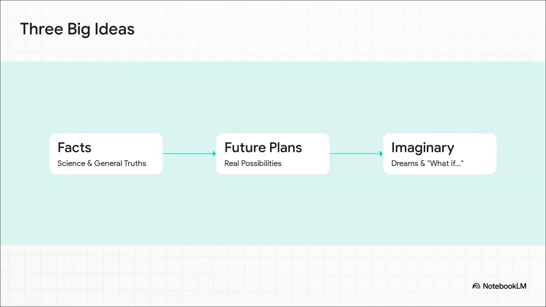So today we're going to look at 3 ways we talk about reality. First, we'll start with the solid stuff, facts, things that are just always true. Then we'll move on to future plans, things that could actually happen. And finally, we'll jump into the world of imagination with dreams and what-ifs. And guess what? Each one has its own special type of conditional.